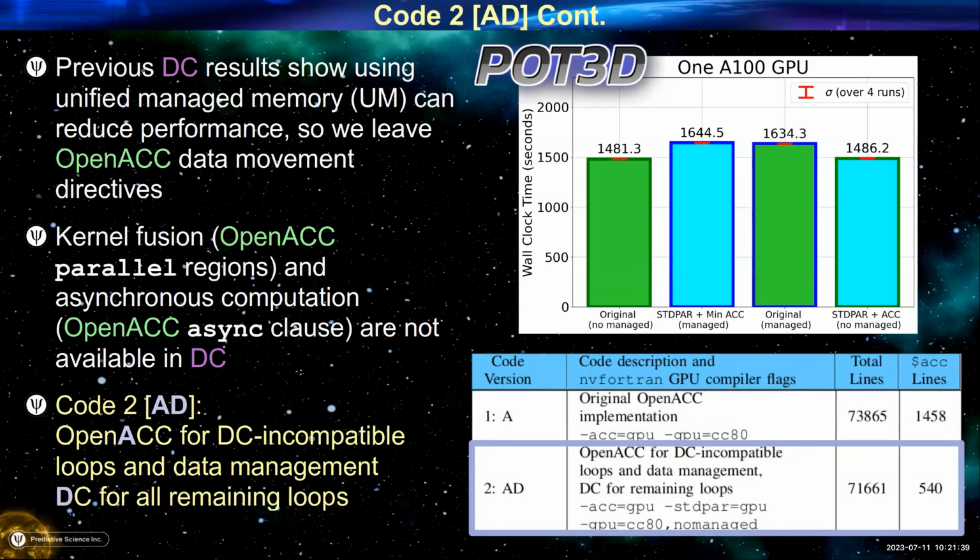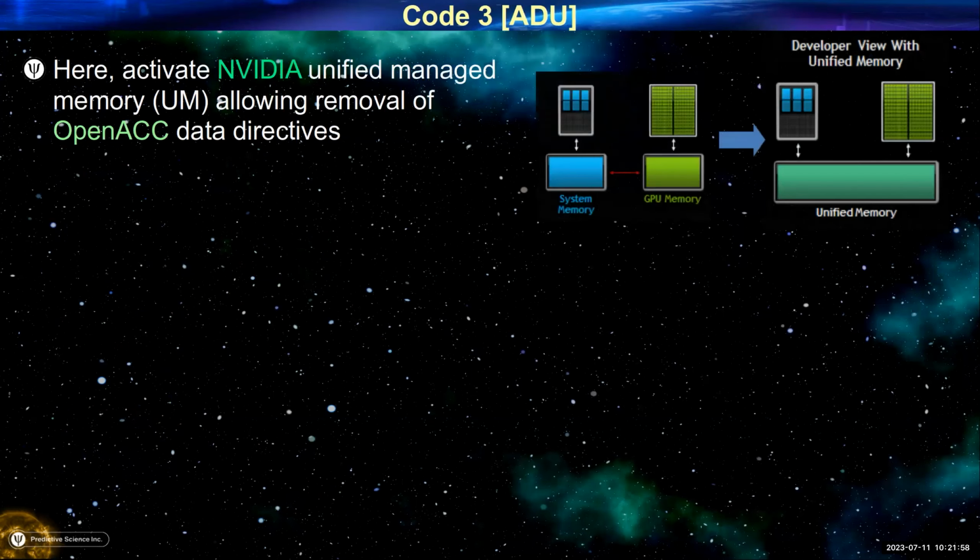So at the end of the day, for this code, which we call code 2, we've been able to reduce the number of OpenACC directives from about 1,500 down to about 500. So almost 3 times lower number of directives. And this is compliant across the board. So now let's move on to what we call code 3.